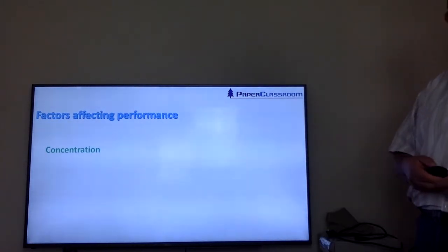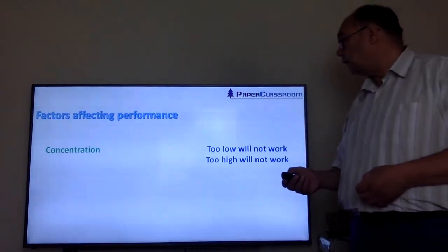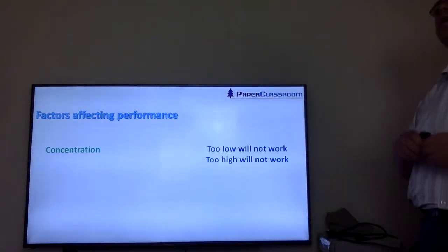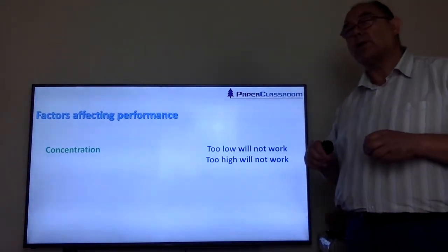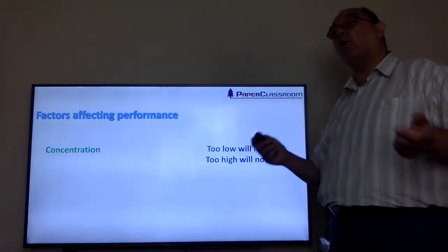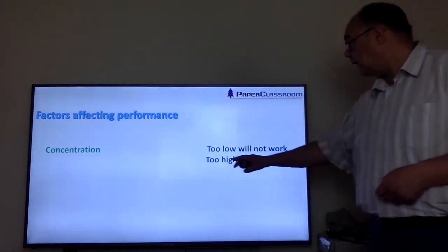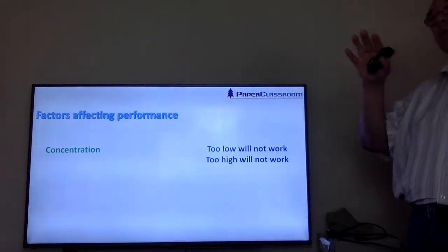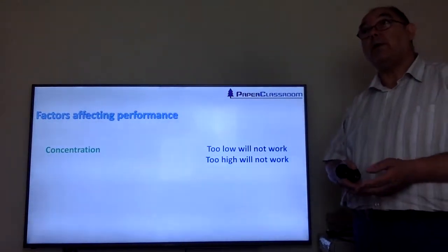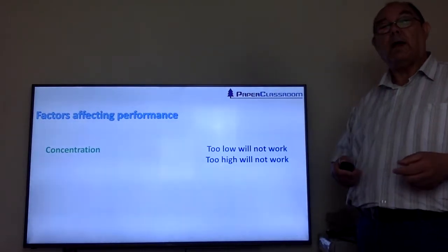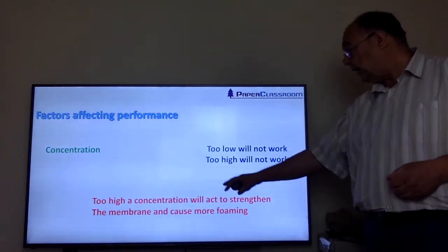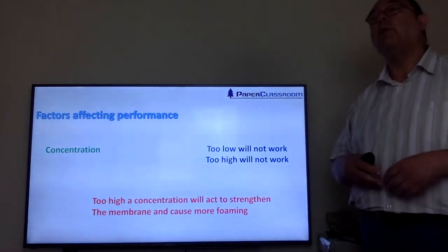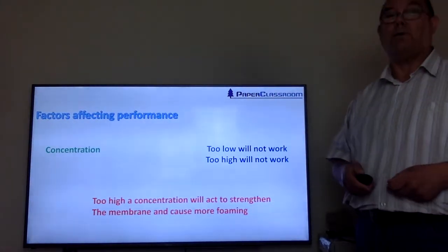Final thing about affecting performance is the concentration of these things. If the antifoam concentration is too low, there are not enough droplets there to pop all the bubbles, so we won't get rid of all our foam. If we have too high a concentration of antifoam, then that will actually become the material that will form the membrane, and therefore it will actually increase foaming and not get rid of it. So too much antifoam can actually cause more foam.